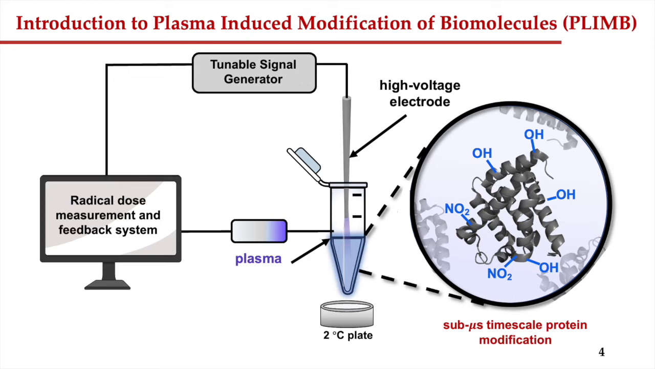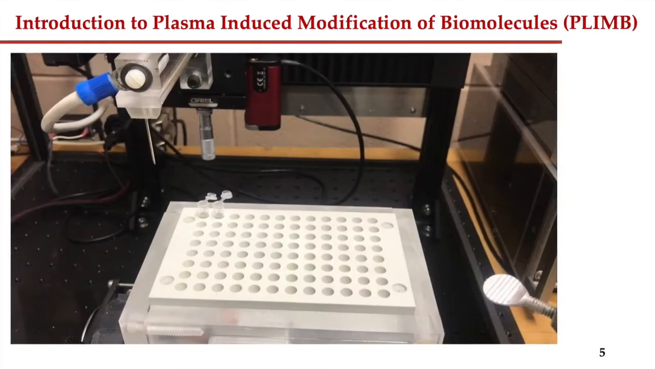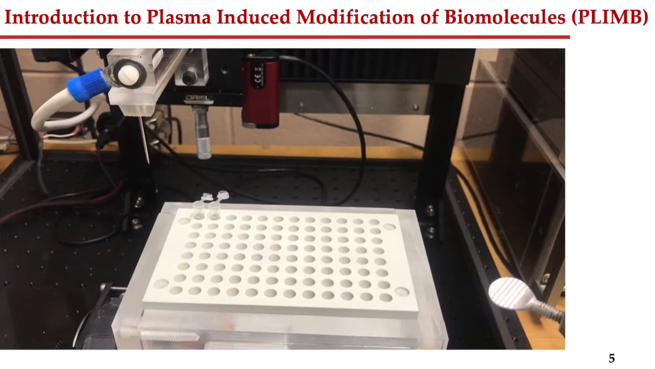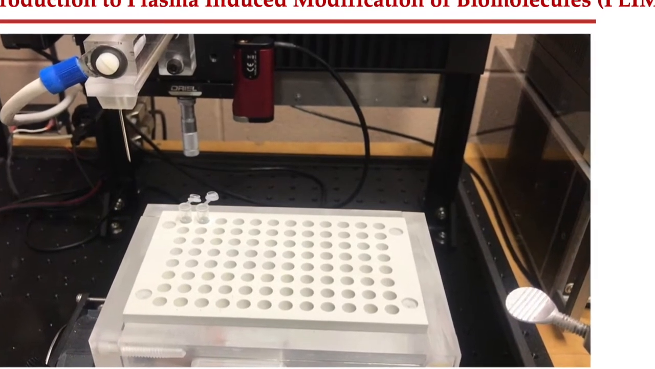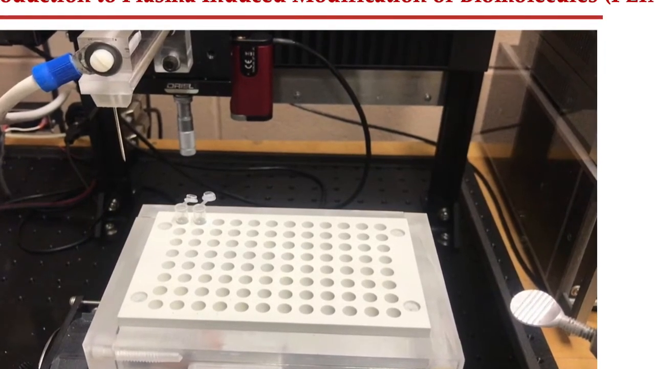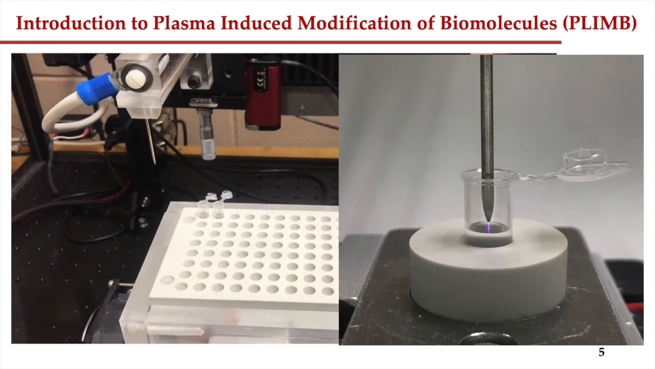And we also have a radical dose measurement and feedback system, so we can do this really accurately and consistently over time. Importantly, this is happening on a sub-microsecond time scale, so very, very quickly to prevent any unfolding of the protein. I wanted to show that we can make this 96-well plate compatible, so we can automate this and have done so in our lab, and also show an up-close picture of the plasma because it's really neat to see.